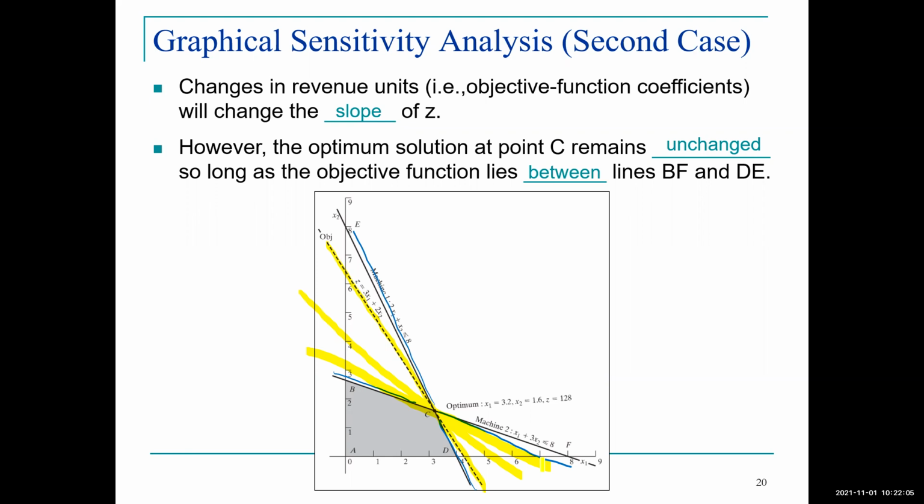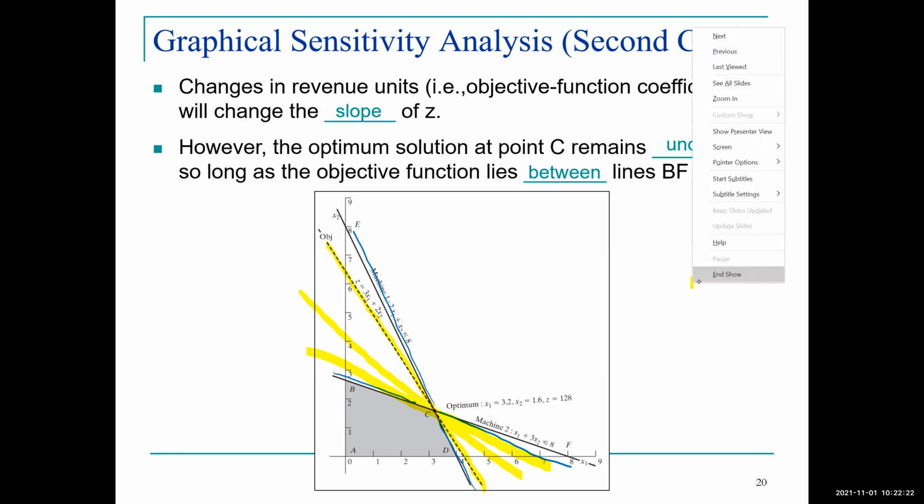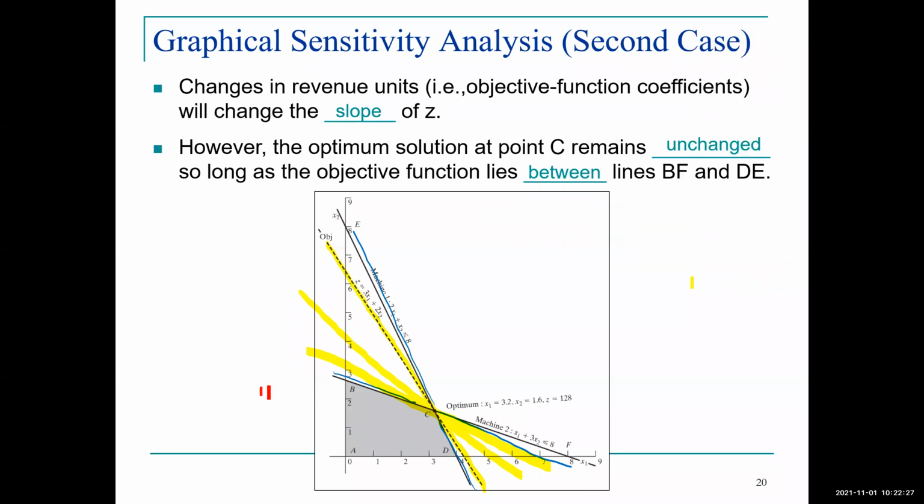Okay, so the optimal solution at point C will remain unchanged as long as the slope of the objective function remains between these two constraints. Let me illustrate that. Let's say the slope is now something like this. Now, if you move that line up and down, the optimal solution will be this point. It's not going to be this point anymore.